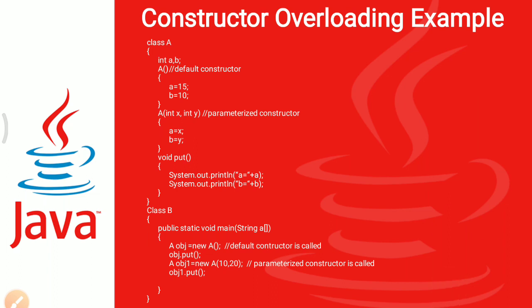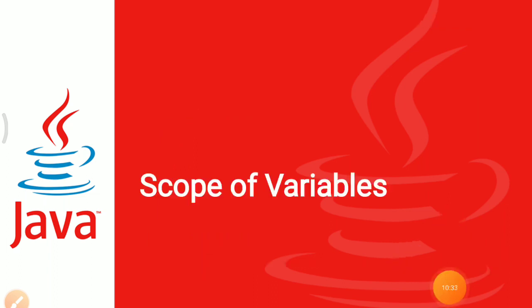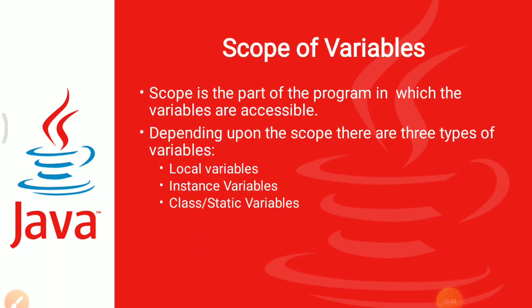So the next topic will be the scope of variables. What is the scope of a variable? Scope is the part of the program in which the variable is accessible. Scope means within braces or throughout the program where we want to use a variable. So a variable has some sort of limitation.